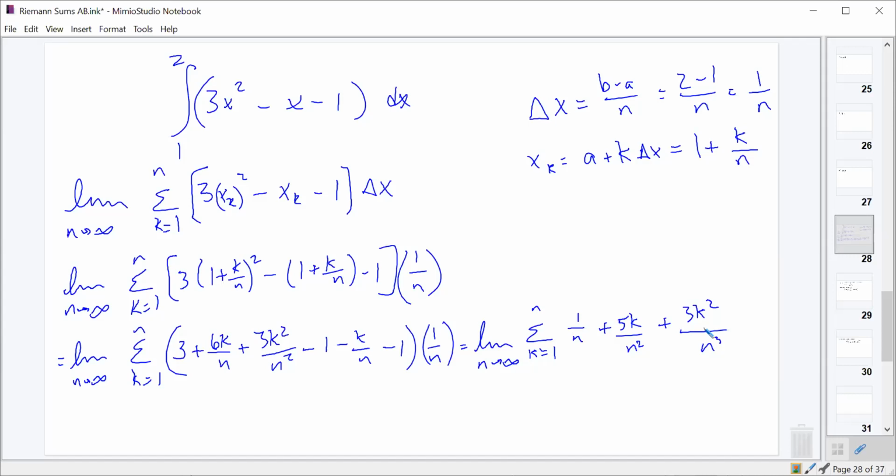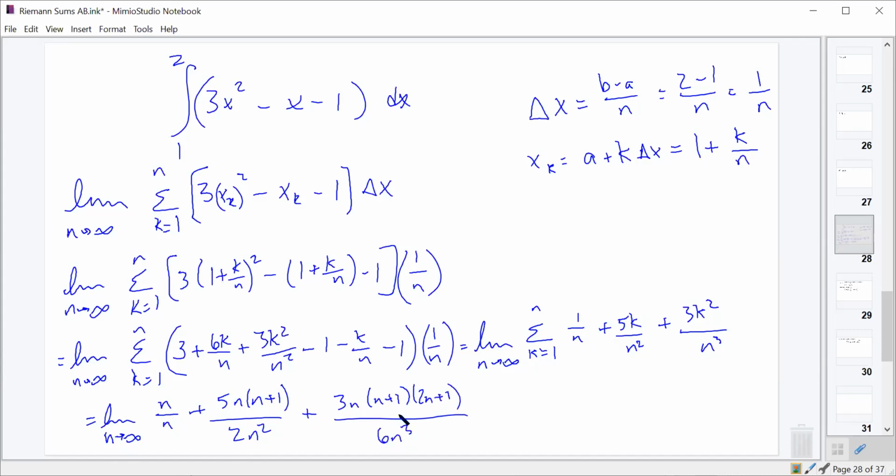And then now we'll go in, and anytime we have a constant, which is this, the 1 over n, we're summing together n of those. So that just becomes 1 over n times n when we do the summation part. So we have the limit as n approaches infinity of n over n. And then the k becomes n times n plus 1 over 2. And we'll keep the 5 over n squared. And then the k squared becomes n times n plus 1 times 2n plus 1 over 6. And we will keep the 3 over n cubed. Everybody good so far doing the summation part?